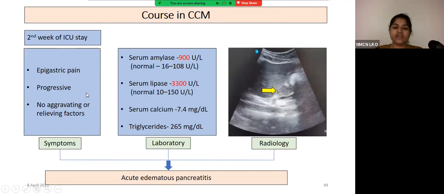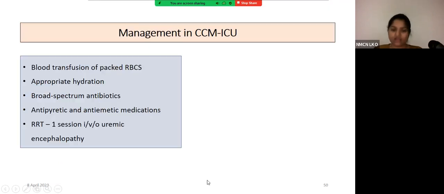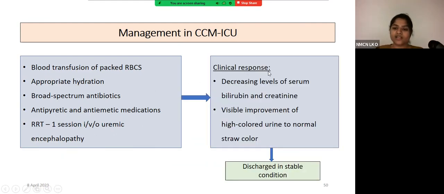was progressive, and his lab report showed raised serum amylase and lipase. Ultrasound abdomen showed edematous head of pancreas and hence a diagnosis of acute edematous pancreatitis was made. He was managed conservatively by blood products, hydration, broad spectrum antibiotics, antipyretic, and antiemetics. He also received 1 session of renal replacement therapy in view of uremic encephalopathy. He responded clinically in the form of decreasing level of serum bilirubin and creatinine.